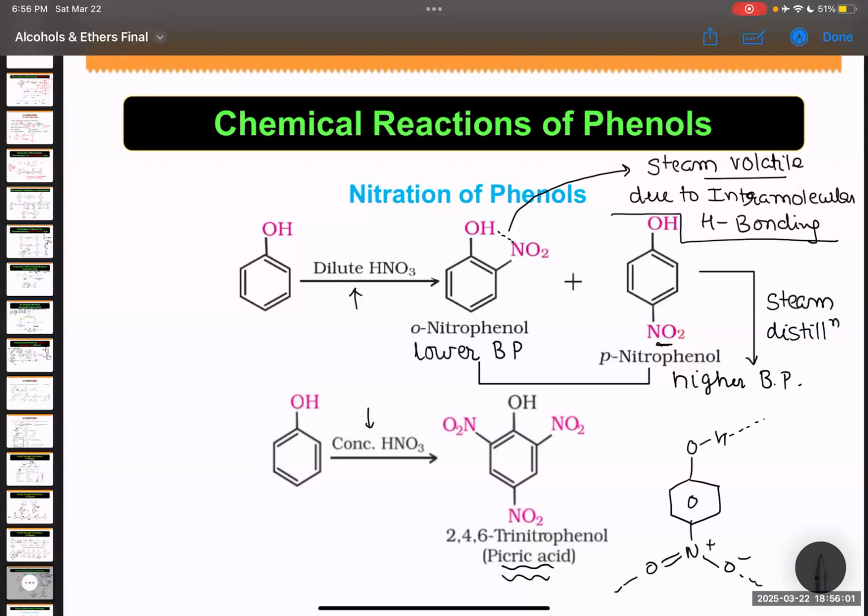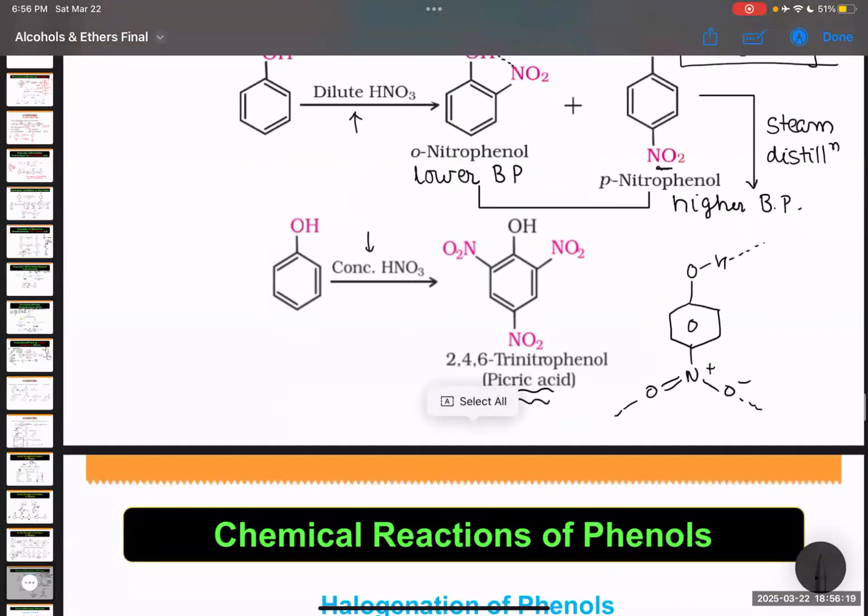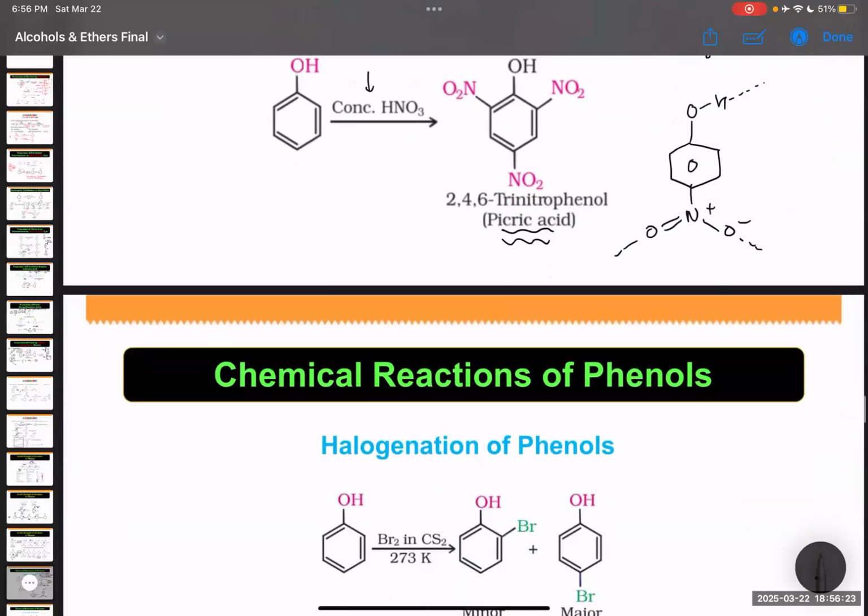Got the point? So with intermolecular hydrogen bonding, all the molecules are tightly held. They are joining each other. They are holding each other by hydrogen bonding. So this actually has a higher boiling point. Got it?